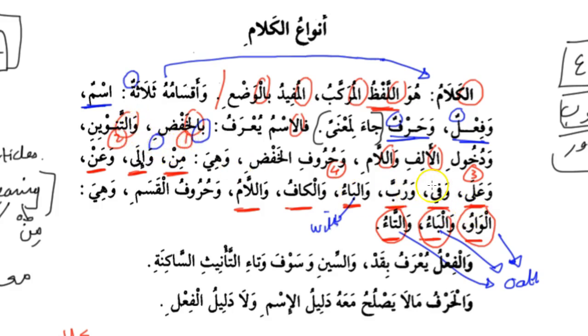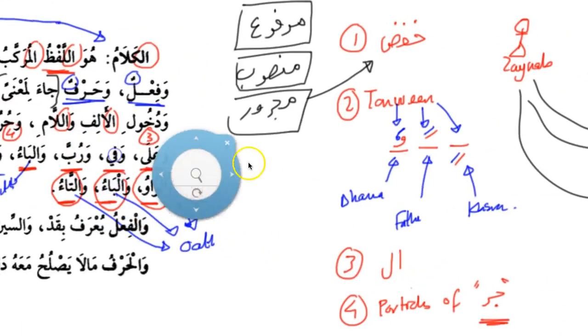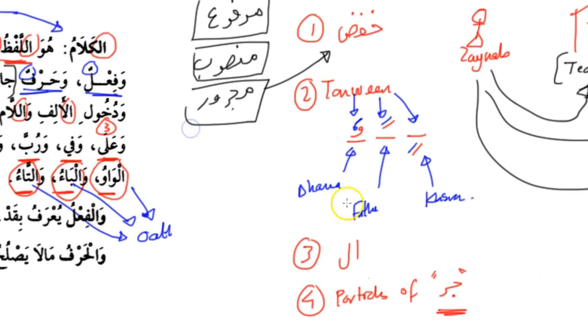So we've got that there. And bil wada, you've got bil wada there as well. So these are two prepositions that are used. In other words, these are four signs of nouns. If you get any of these four signs before any word, know that that word is a noun.